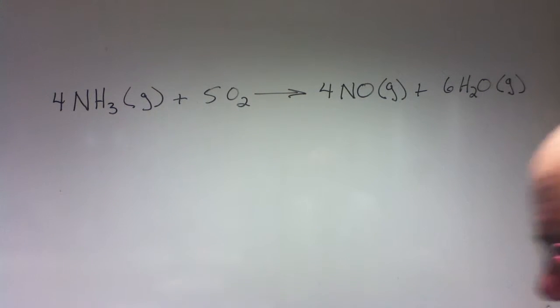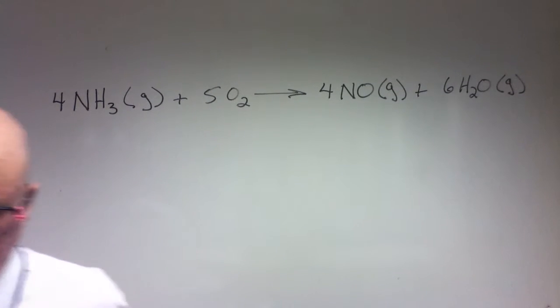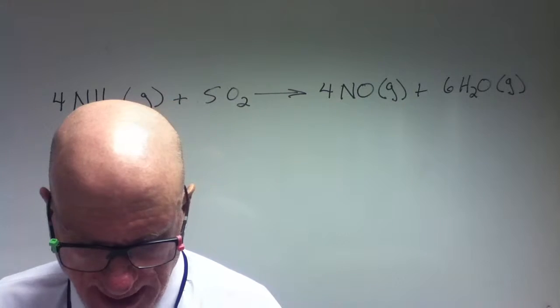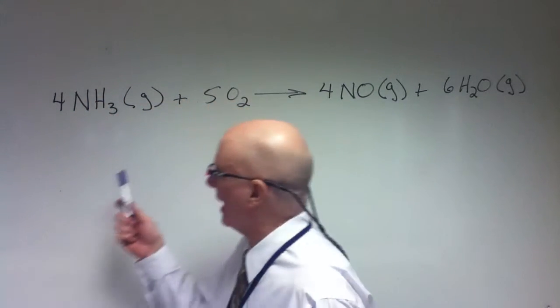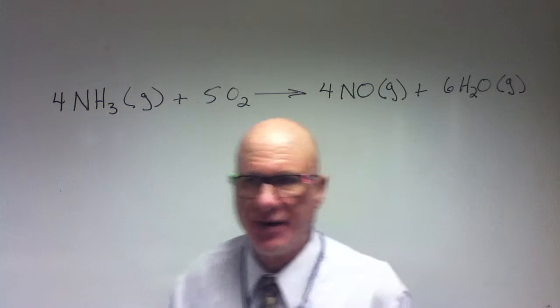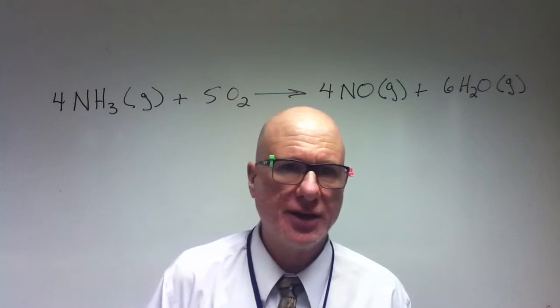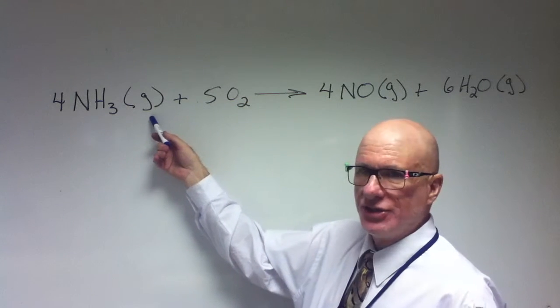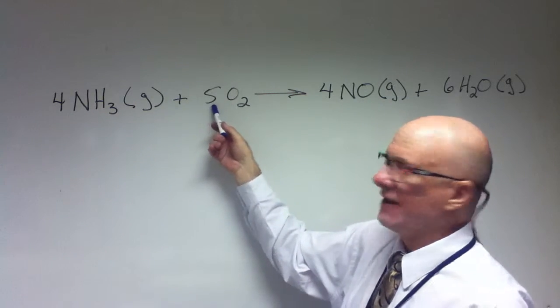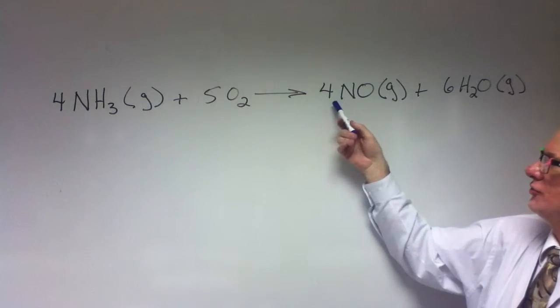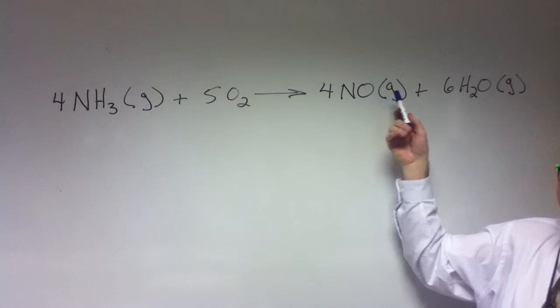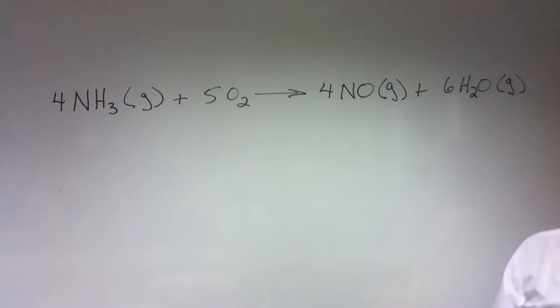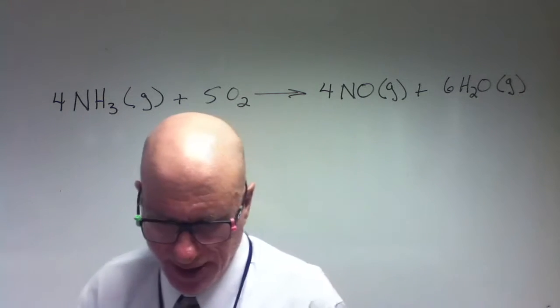Okay, in this problem we're going to look at a gas law problem, and let me read it to you. It says the following reaction. Now this is going to be very important: you really have to understand the concept of moles. This says 4 moles of ammonia gas plus 5 moles of oxygen yields 4 moles of nitrogen monoxide gas plus 6 moles of H2O gas. Does that come out balanced? Yes, it does. Excellent. So, the question is this.